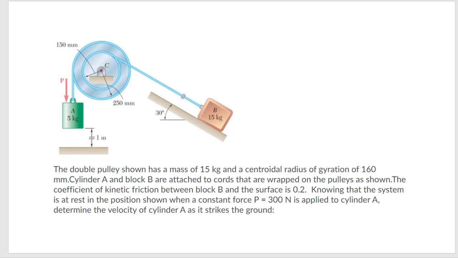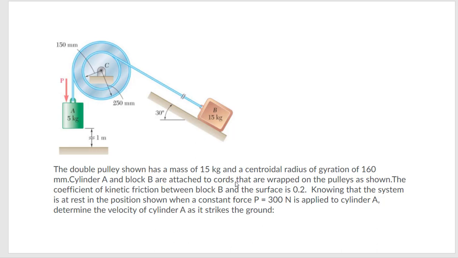Here is the homework. So I have a double pulley, meaning I have one object attached at this inner radius of 150 millimeters, and then a second object attached at this larger radius of 250 millimeters. Cylinder A and block B are attached to cords that are wrapped around the pulleys as shown. The coefficient of kinetic friction between block B and the surface.